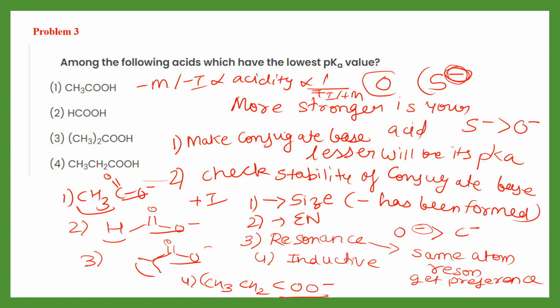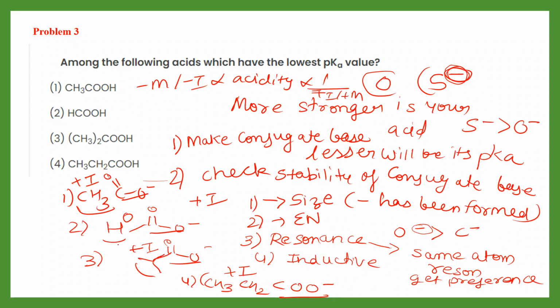But here your alkyl group shows plus I effect, and we know that CH3 shows plus I effect. Hydrogen is having zero effect. This is isopropyl. This also shows plus I effect, and this CH3CH2, that is the ethyl group, also shows plus I effect. So by looking at the options, according to you, which option can be correct? Ma'am, I think it's the third option.